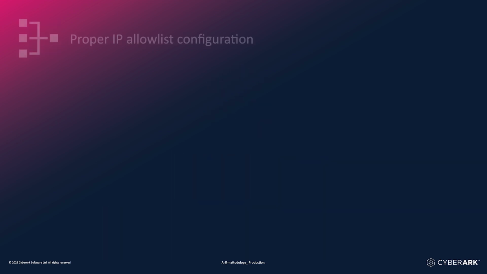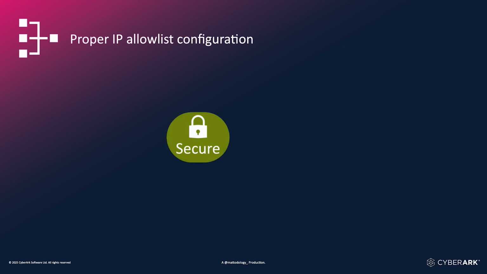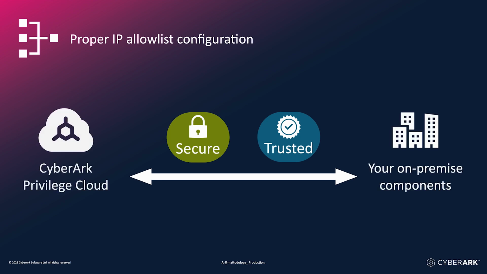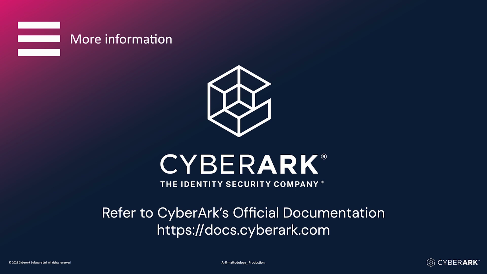By properly configuring your IP allow list, you help ensure secure, authorized communication between your infrastructure and the CyberArk cloud services. For comprehensive details on configuring IP allow lists, please consult CyberArk's official documentation.